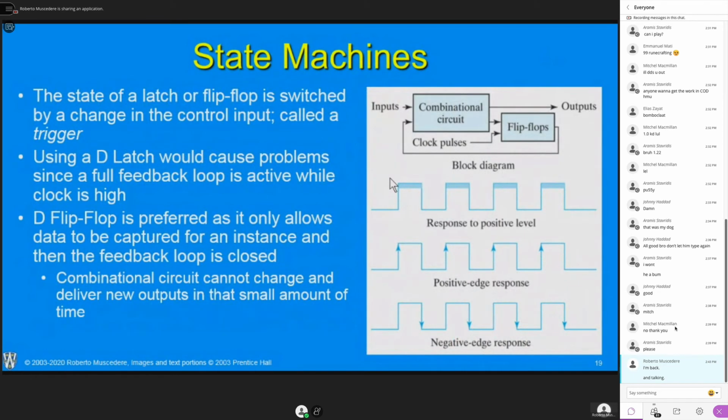Again, I was just talking about state machines, and sorry, was there a question? I hear someone raised a hand or lowered a hand, but if you have a question, just type it in the chat.